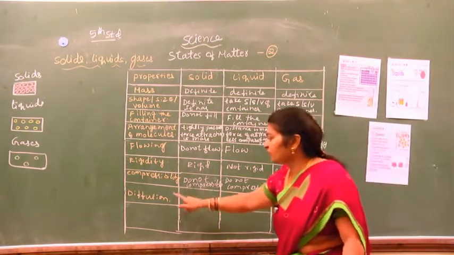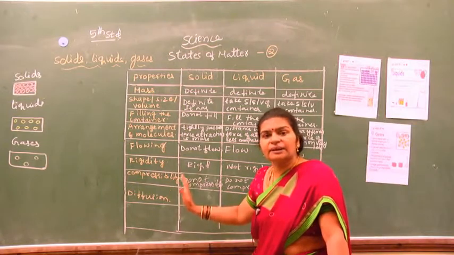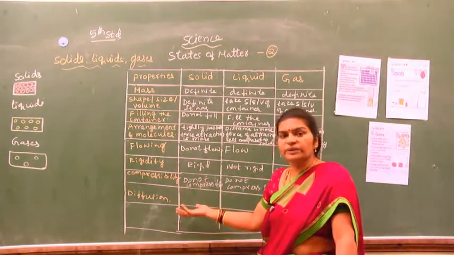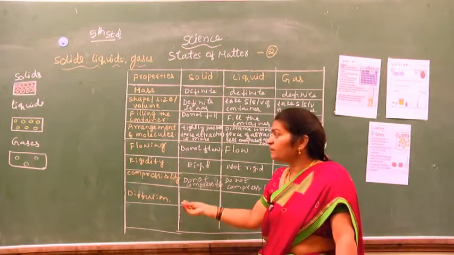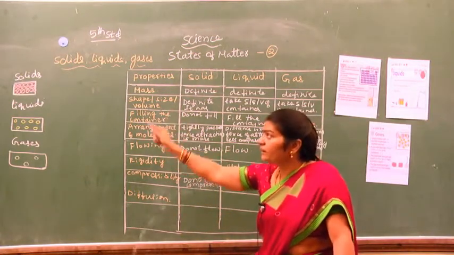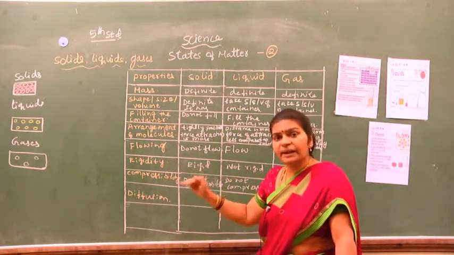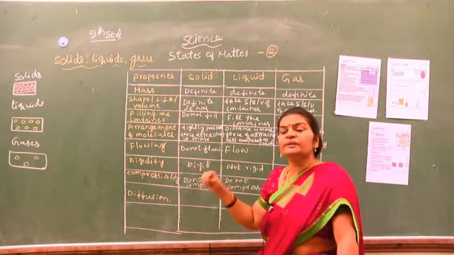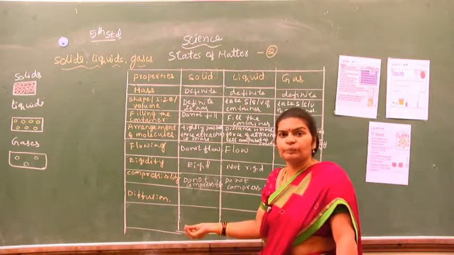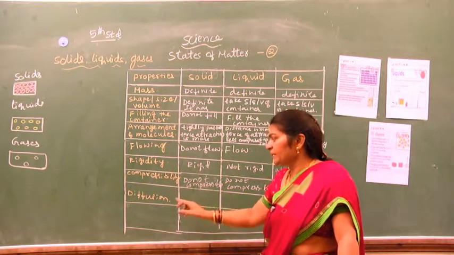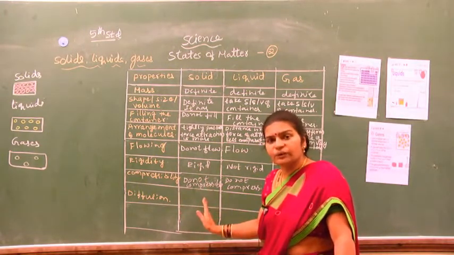The next one that we are going to consider is the property of diffusion. So what is diffusion? Whether the molecules in solids, liquids and gases are going to mix with each other easily by movement only. That property is called diffusion.